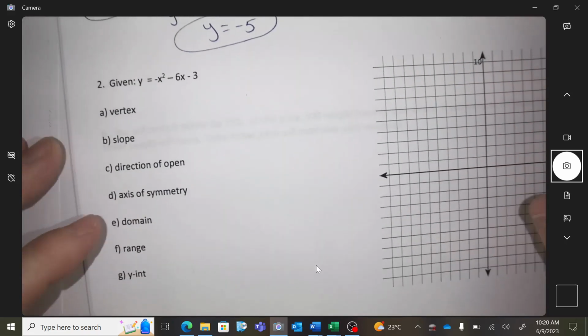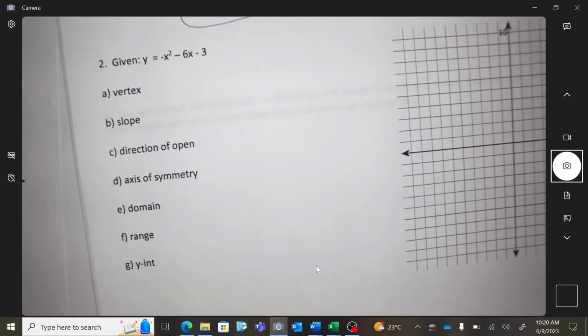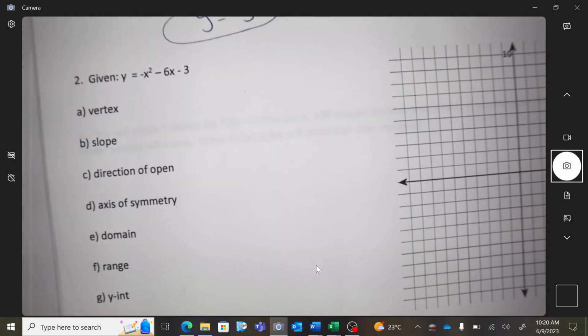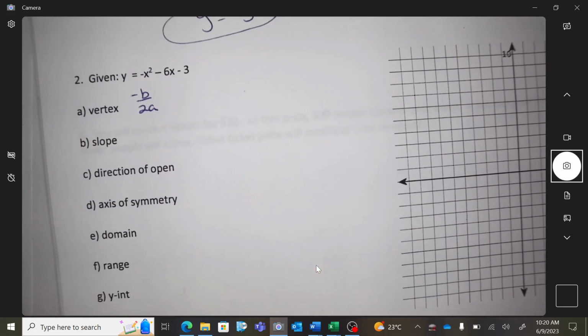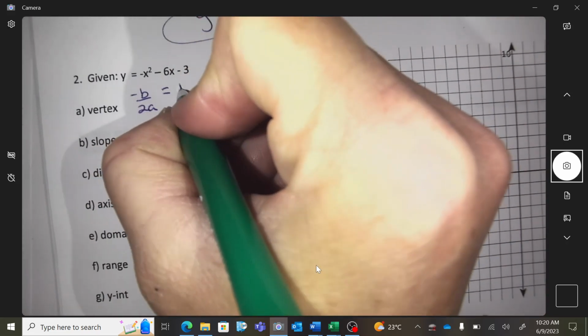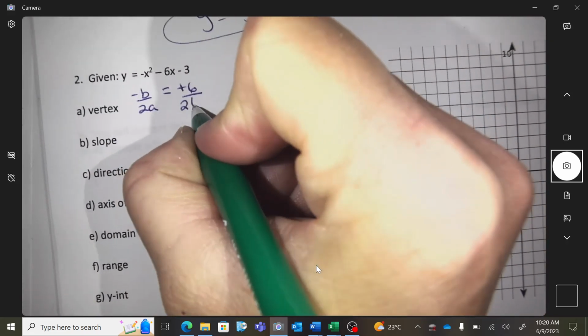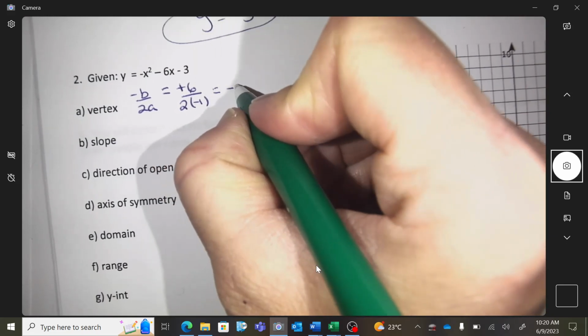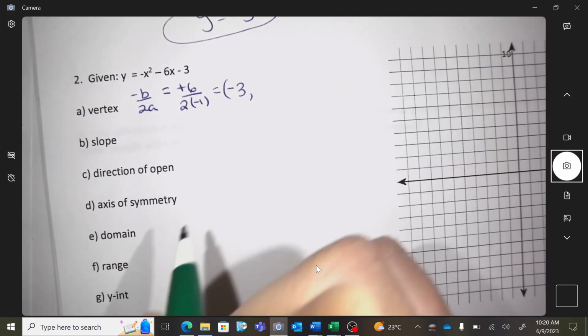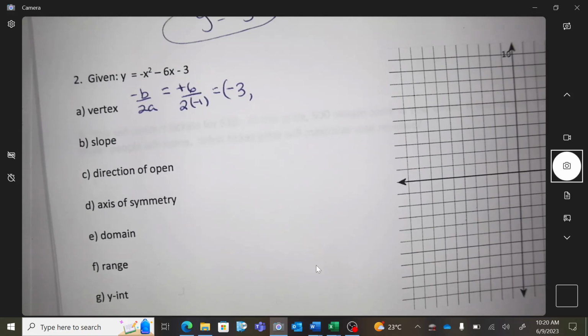Okay, vertex. What should I do with an equation like this? What's the process again? -b over 2a. So I'm going to go +6 over 2 times -1, which makes -3. Then I plug that in, right?